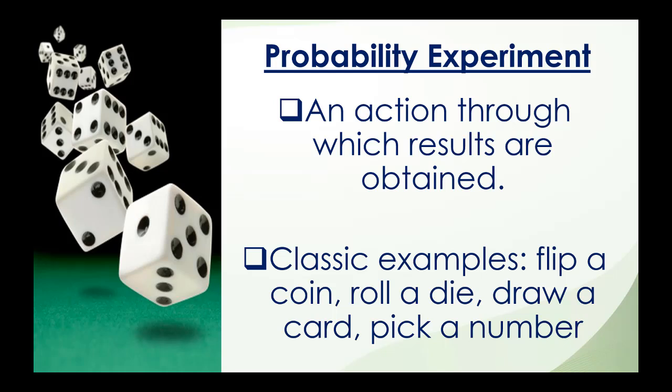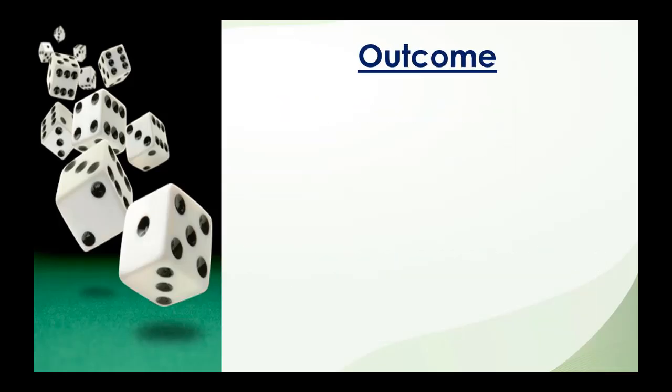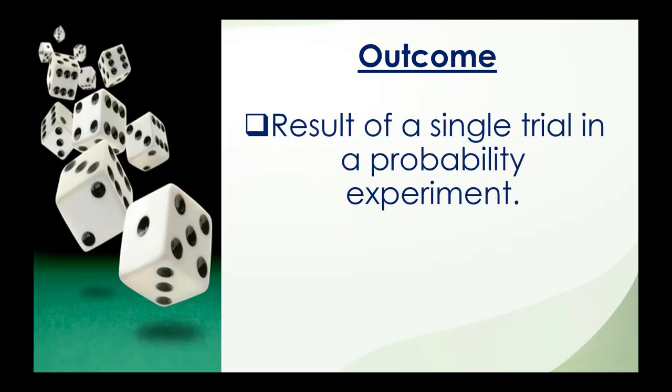Once we have the concept of a probability experiment in hand, we can next talk about an outcome. What an outcome is, it's the result of a single trial in a probability experiment. So this is what actually happens when we perform that probability experiment. When you flip a coin, does it come up heads or tails? That's the outcome. When you roll a die, do you get a 5, a 6, a 2, a 1? That's what actually happens. That's an outcome.